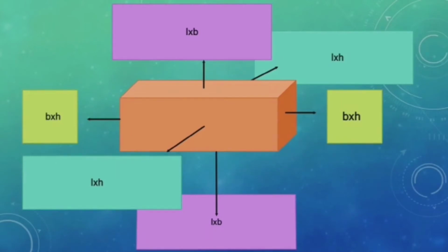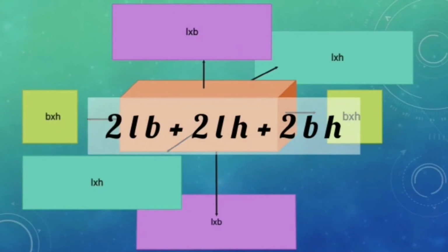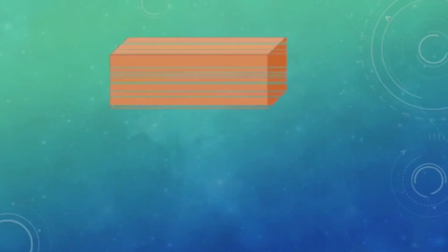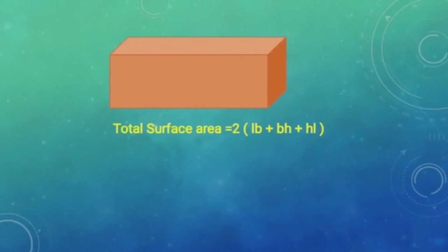So here we have got LB plus LB, LH plus LH, and BH plus BH, right? So we have got 2LB, 2LH and 2BH, right? So when we will add them, we will take 2 as common, and finally we will get the surface area as 2(LB + BH + HL). We will add all the 3, LB plus BH plus HL, and multiply that sum by 2. We will get the surface area of this cuboid.